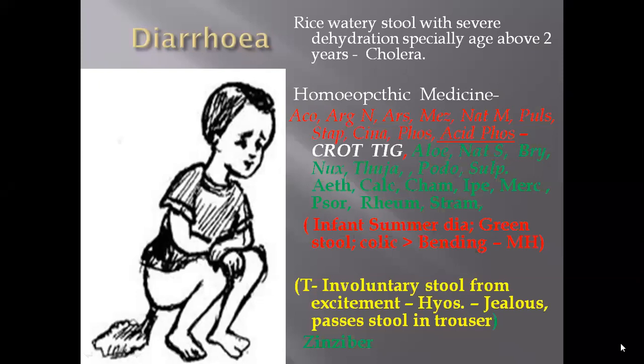Another two medicines I should discuss before you, the most commonly used medicines related to the diarrhea of children, that is Chamomilla and Ipecac. Most commonly important medicines, especially related to green stool.